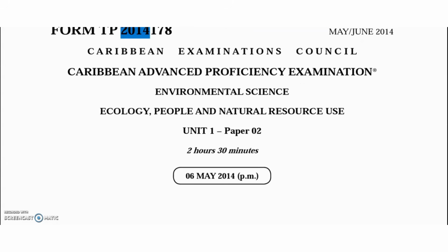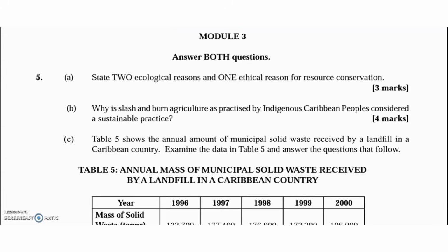Very quickly, we are going to go through the 2014 paper, Unit 1, Module 3, paper 2. Module 3, question 5A: state 2 ecological reasons and 1 ethical reason for resource conservation. With respect to the ecological reasons, I'll give you the first one. There is in fact a need to conserve resources in an attempt to ensure the functionality of the ecosystem. That is number one, the functionality of the ecosystem.